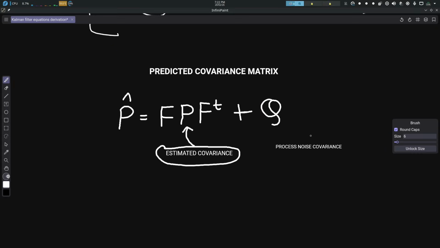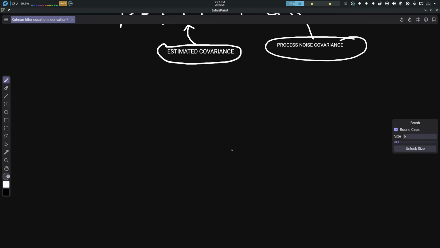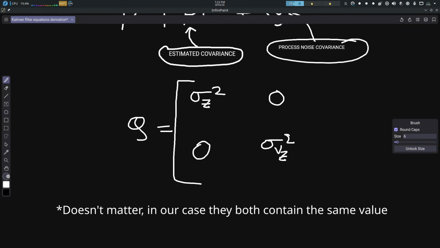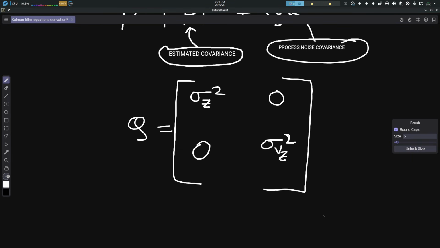There is also this matrix Q. It tells the filter how noisy the accelerometer is, and a fancy name for Q is process noise covariance matrix. For simplicity, I've considered Q to be a diagonal matrix, where sigma z squared and sigma v squared represent the noise of the altitude and vertical velocity calculated from the acceleration. With this, we end the prediction stage.